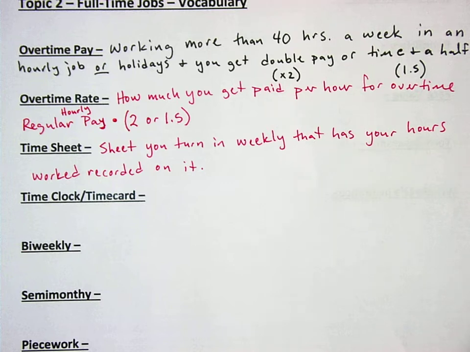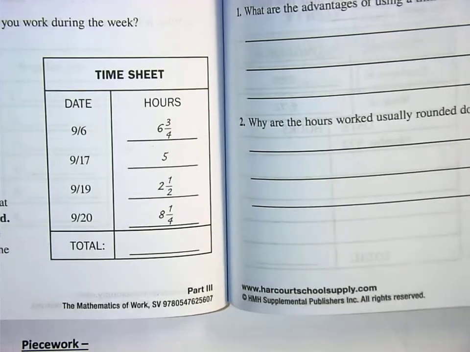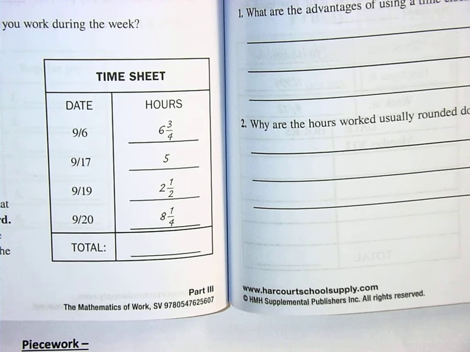Let me see if I can show you an example. So it would look something like, let's see. Trying to find a good one. Like this. So it'll say what date it is and how many hours you worked.